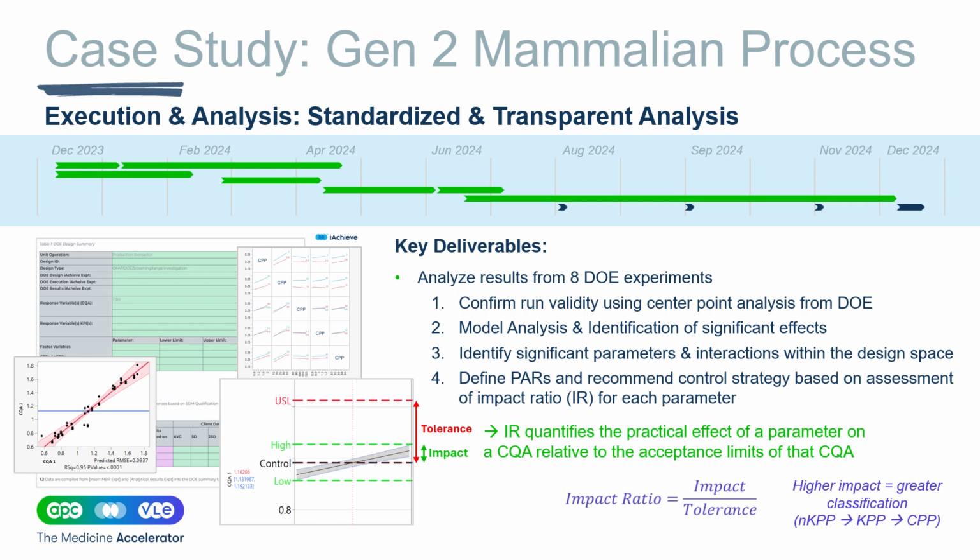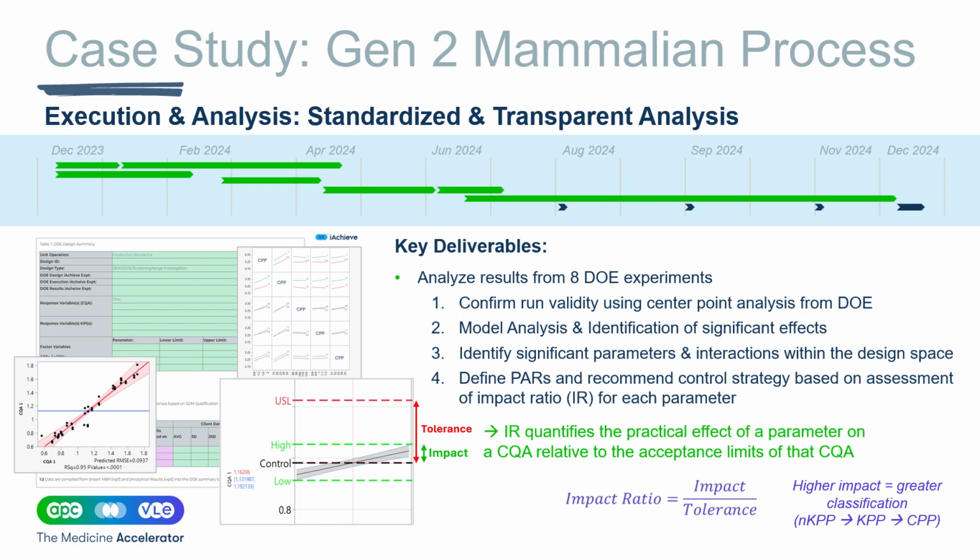And like with the scale down model qualification, we'll validate these runs by completing equivalence tests or two one-sided t-tests on the CQAs. Next, there's model analysis and identification of significant parameters. So first we'll see how well the model reflects the data and identify what parameters and interactions have significant effects on the product CQAs. Here we also use visualization tools like contour plots to understand how parameters interact and how responses shift across the design space.